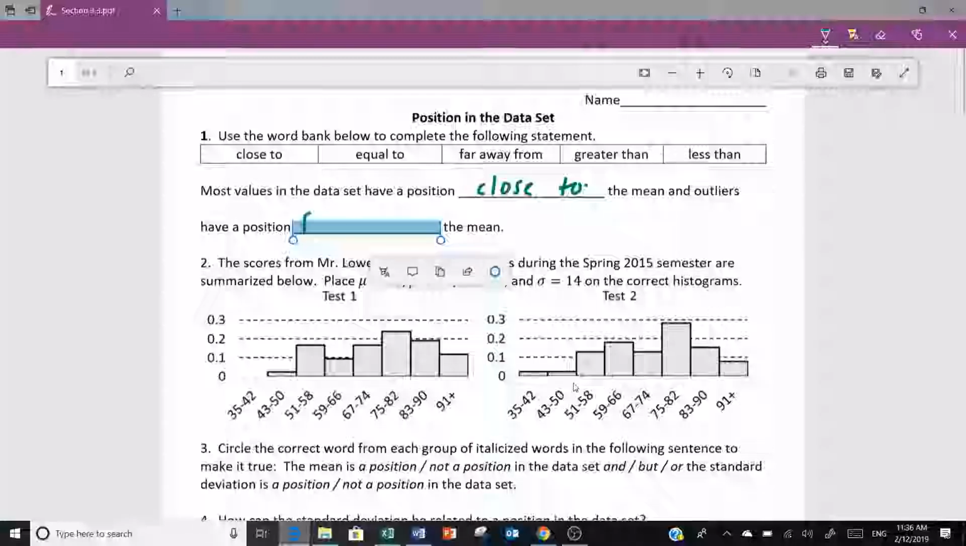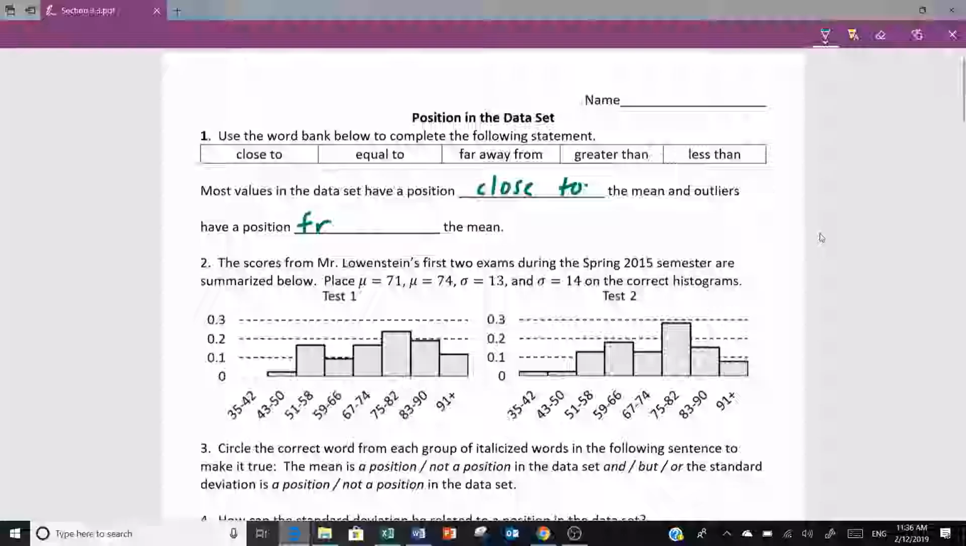So that's an example of 2 different types of positions, both the mean and outliers. But we're going to look at even more positions today. In the second one, we have to sort of review what are the mean and standard deviation. What does this symbol over here mean? Mu. Mu, and that stands for the mean.